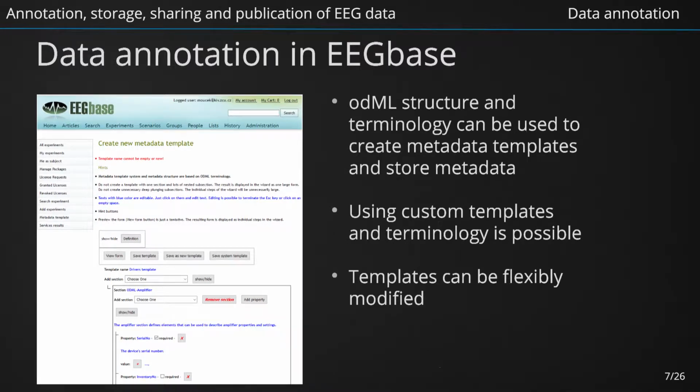The metadata are flexibly organized in subcategories, also called sections, according to the ODML model. Moreover, in EEG Base, newly created terms and templates do not have to follow or extend ODML terminology. You can just create your custom terms and structures. The already created templates can be easily modified and renamed, so creating a new template based on an existing template is even easier. The metadata structures can be extracted from EEG Base as XML files.